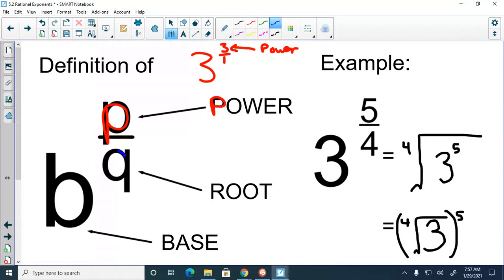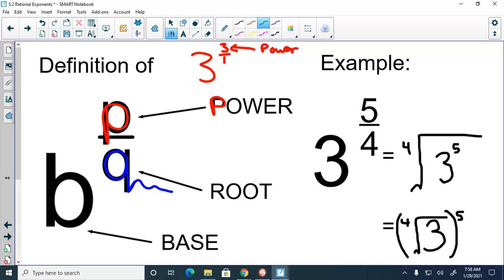But the bottom number is a Q. We'll make it a blue Q, because those rhyme nicely. Blue Q, we'll put a tail on it too. All right? Blue Q with a tail. That's going to be the root, like square root, cube root, fourth root, fifth root, sixth root, right? Whatever the denominator is, you're going to do that type of root. So if Q is 4, you're going to do a fourth root. That's what that means.